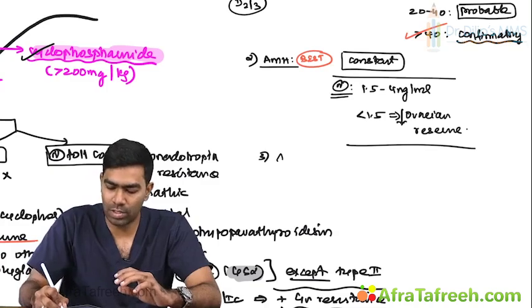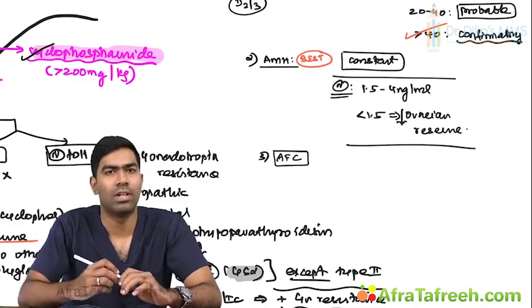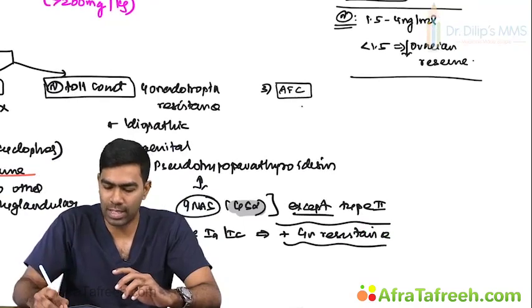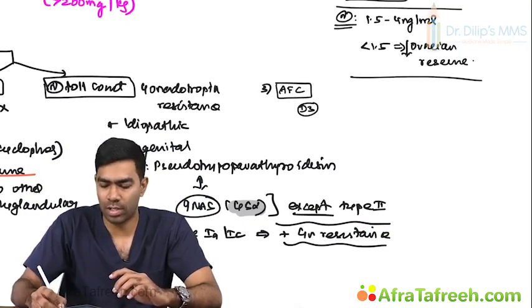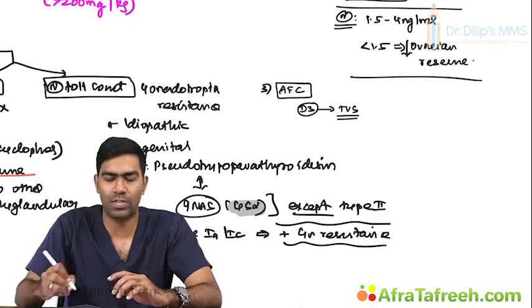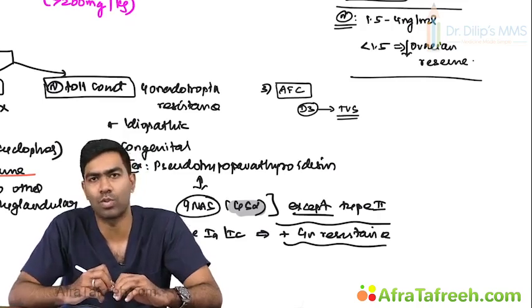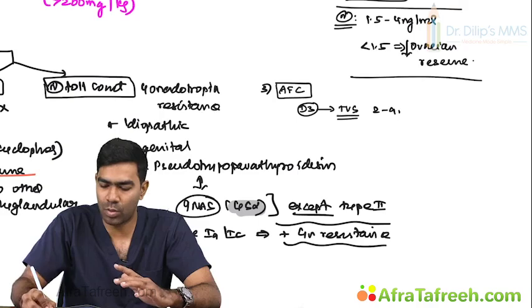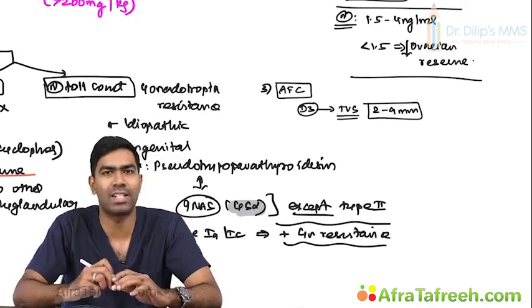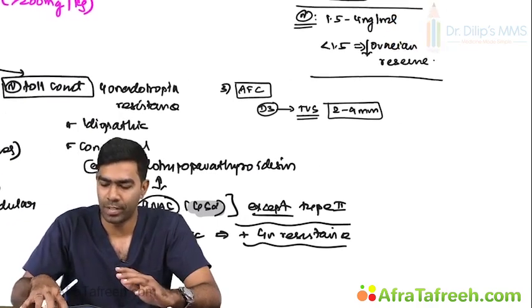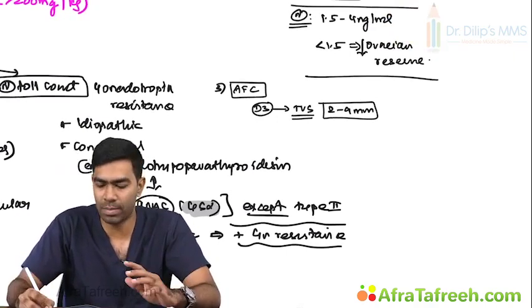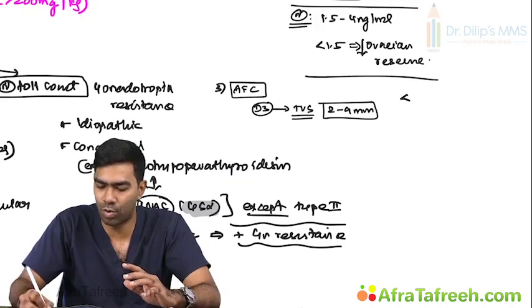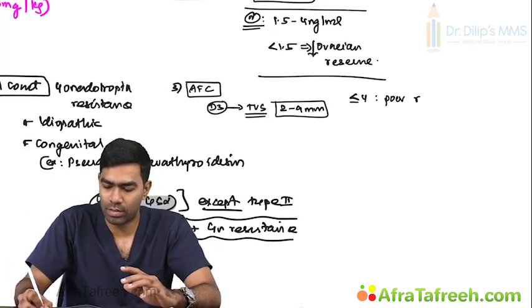And the third thing you can use is the antral follicular count or AFC. What you do is generally around day 3, you try to do the antral follicular count by transvaginal ultrasonography, TVS, transvaginal sonography. You do the manual counting of the follicles. So generally we count the 2 to 9 millimeter follicles. These are mid-sized follicles. These are the best to be counted. And these 2 to 9 millimeter follicles, if they are less than 4, it is suggestive of a poor ovarian reserve.